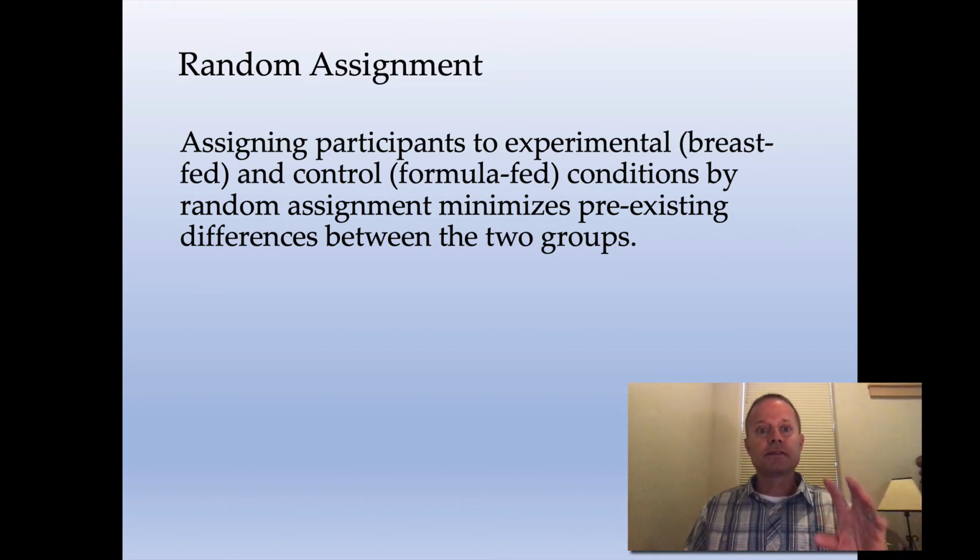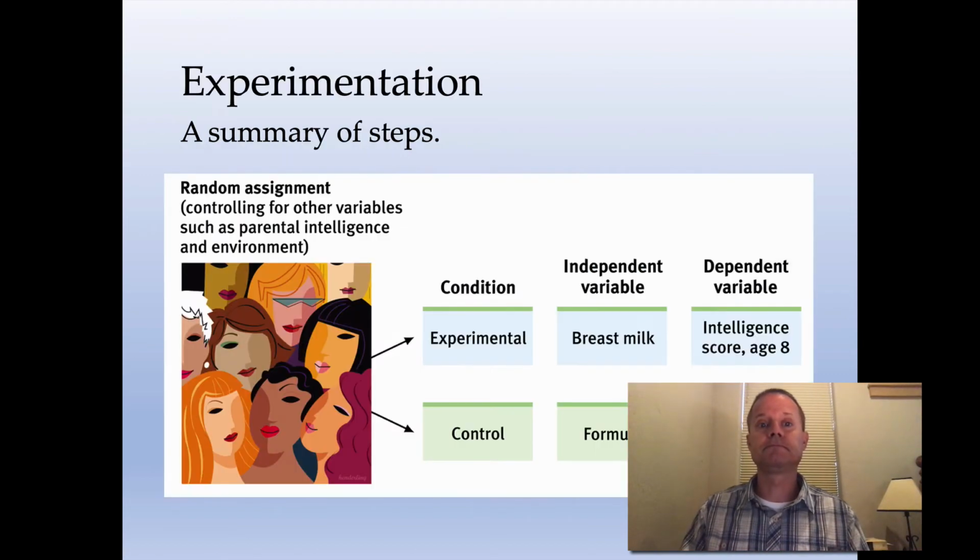So that's a way you make sure that any differences that exist in the babies don't interfere with your experiment. So that's how you do that, random assignment. So here's a summary of the steps of experimentation. You have your two conditions, experimental and control group. You have your independent variable, the breast milk or the formula. Formula is the bottle milk. And then you have your dependent variable, intelligence score at age 8.